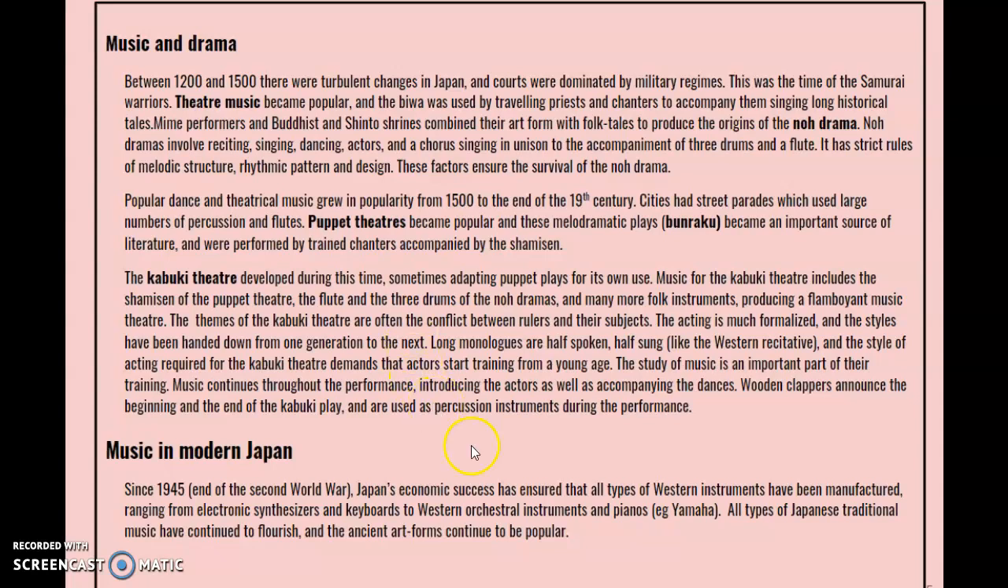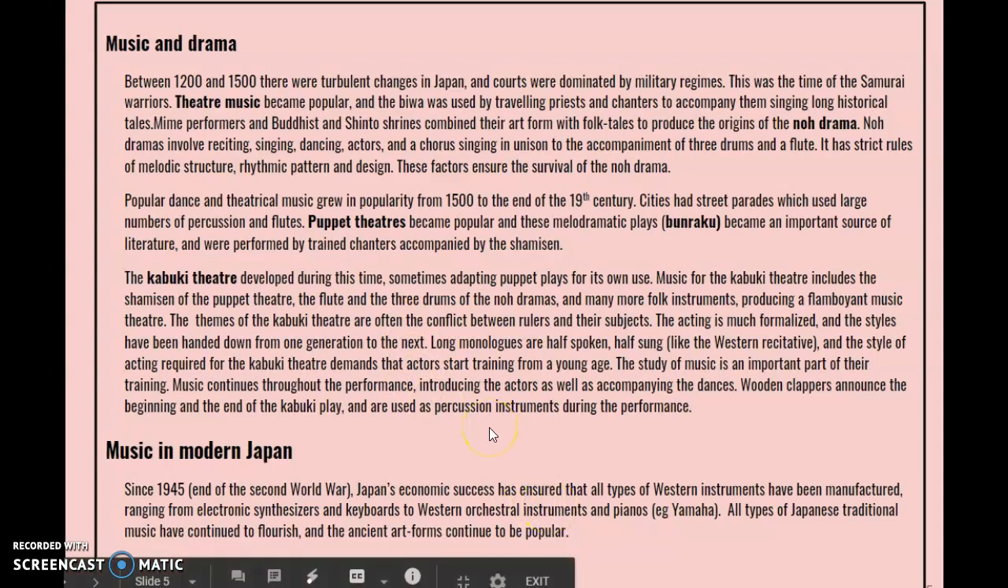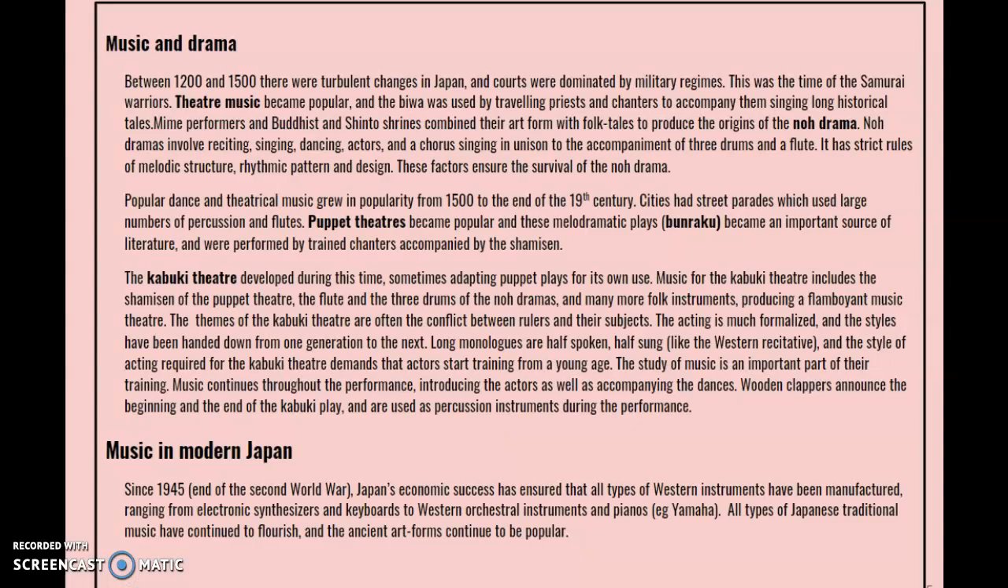Now, since 1945, the end of the Second World War, Japan's economic success has ensured that all types of Western instruments have been manufactured, ranging from electronic synthesizers and keyboards to Western orchestral instruments and pianos. Here in Namibia, we know the name Yamaha. All types of Japanese traditional music have continued to flourish, and the ancient art forms continued to be popular.